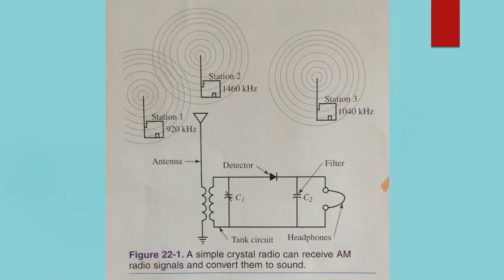The radio described is known as a crystal radio receiver. When constructed properly in the lab, you can actually receive and hear a few stations. The performance of this radio, however, is extremely poor by today's standards.